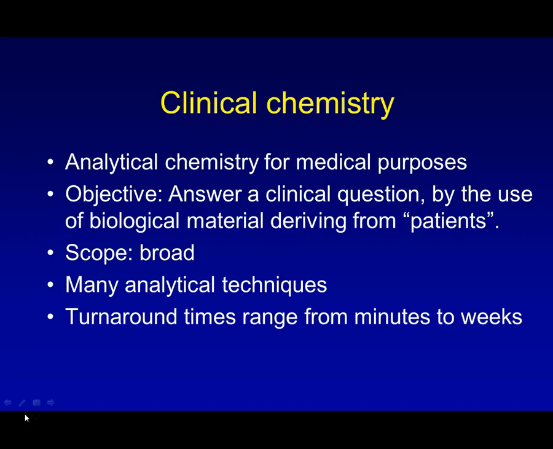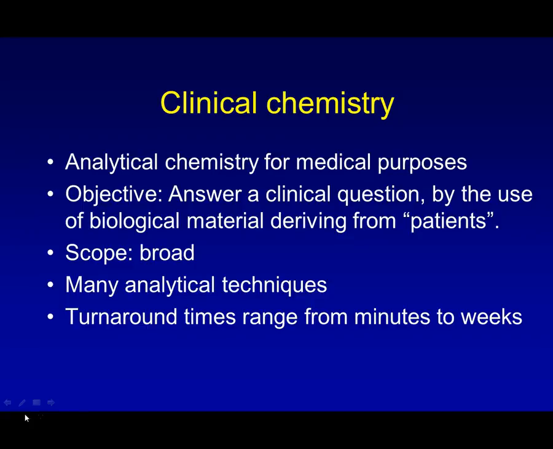What is clinical chemistry? It's analytical chemistry for medical purposes, and that means that it's applied in hospitals, but also in the general practitioner's practice, but also in other forms of healthcare, but also public health. The objective is to answer a clinical question by the use of biological material that is deriving from patients or people that may be considered as patients.